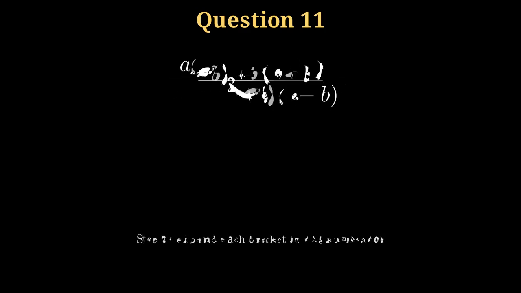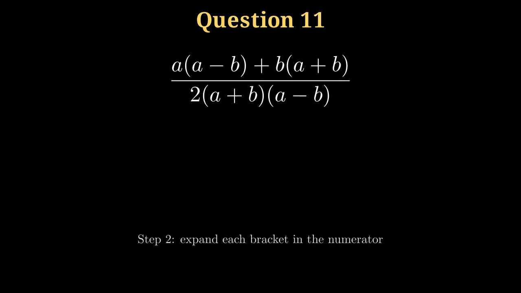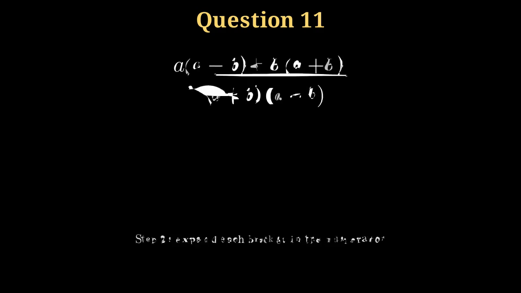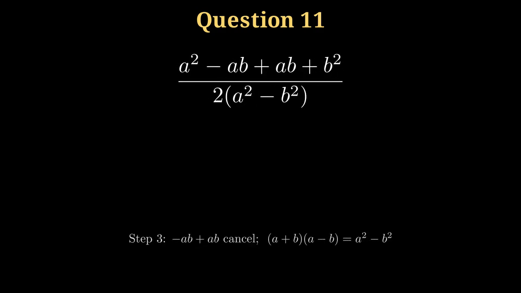Over that common denominator, the first fraction's numerator becomes a times (a-b), and the second becomes b times (a+b). Now expand the top. a times (a-b) is a squared minus ab, and b times (a+b) is ab plus b squared. On the bottom, (a+b) times (a-b) is a squared minus b squared.